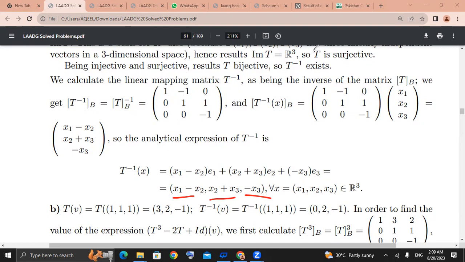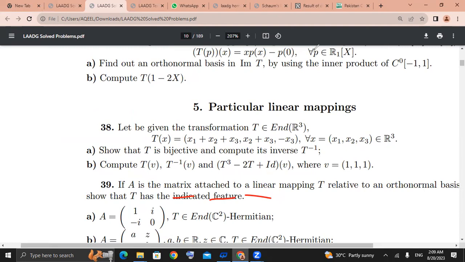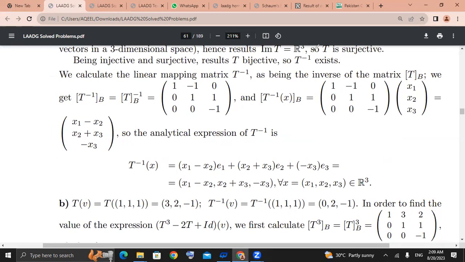Yes. Now moving towards the topic, he says to find the T inverse. When you find the T inverse, then you have to find the T inverse of V. How can you find the T inverse of V? As you have found this T inverse, we just put the vector v in, and you obtain this result.